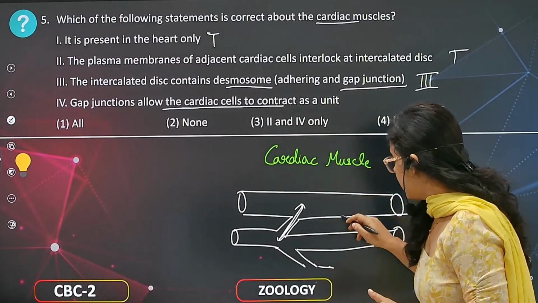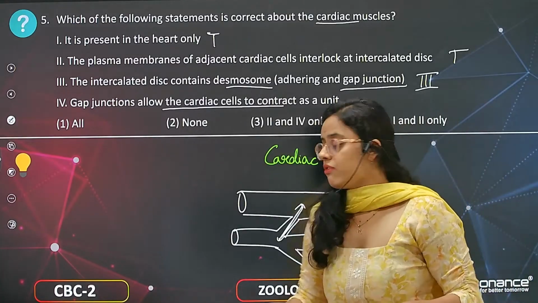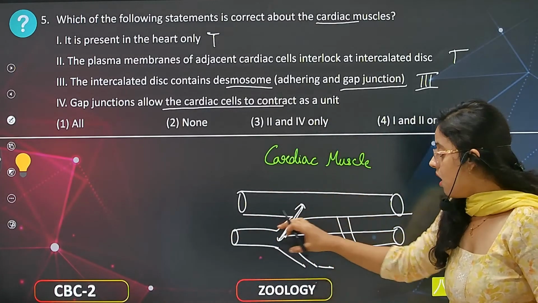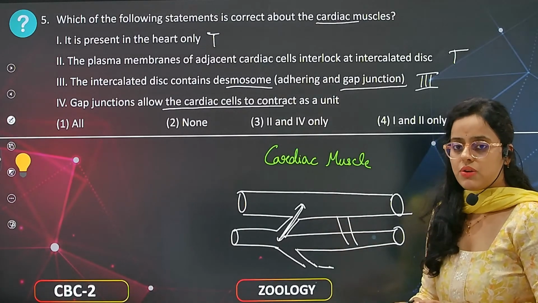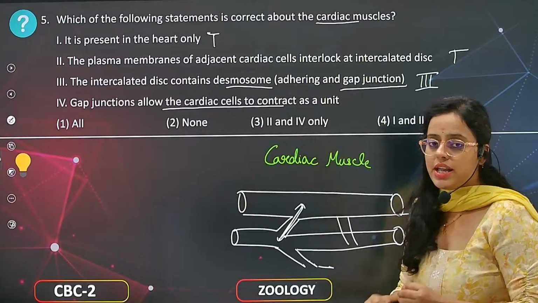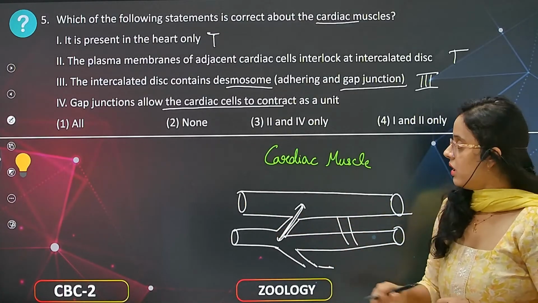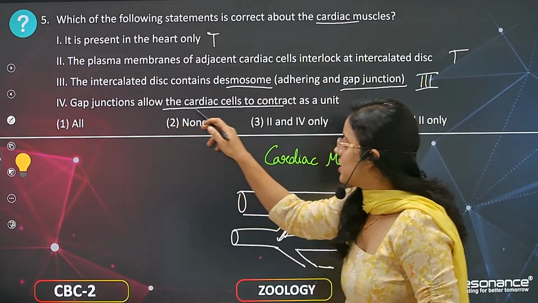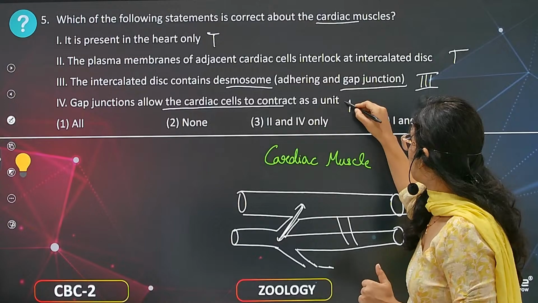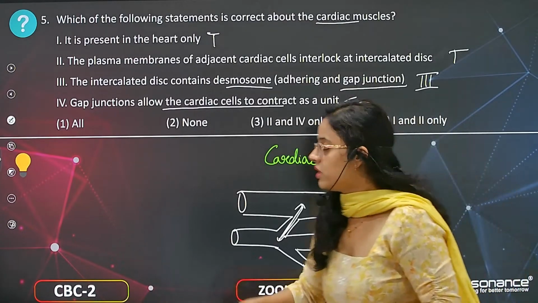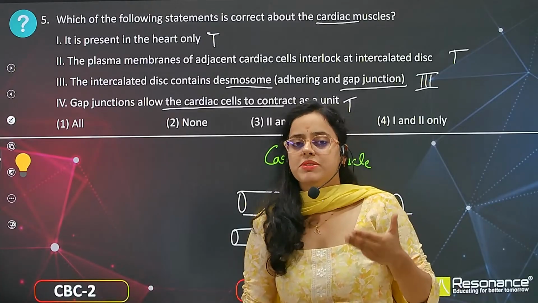I have already mentioned why they have cytoplasmic connection, because if one muscle is contracting, all the other muscles also contract at the same time. Okay, so which means the conduction of impulse should be simultaneous. So here the gap junctions allow the cardiac muscles to contract as a unit. That is also a true statement. This is also a true statement. So 1, 2, 3, 4, all the 4 statements are correct over here.